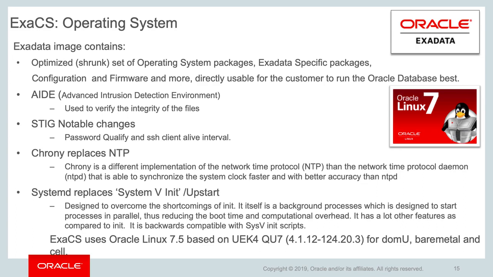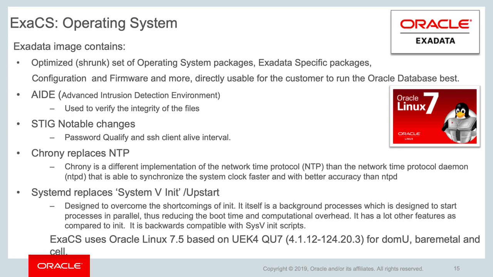It supports multiple ways to image and update the hardware. It supports full rolling upgrades. You can adopt the latest features which are available in the kernel. A few things have changed here in Linux 7. One is systemd, which has replaced the older init scripts, and it is designed to overcome the shortcomings of init. It itself is a background process which is designed to start processes in parallel. That way it can reduce the boot time and computational overhead. It has a lot of other features compared to init.